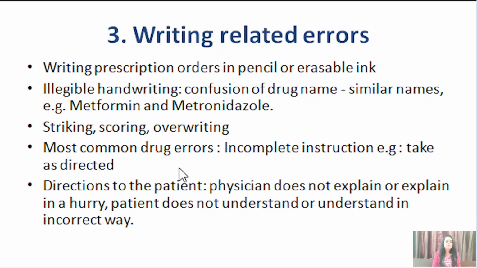The most common drug errors are incomplete drug instruction. For example, take as directed. So direction to the patient should be very clear. Sometimes the physician does not explain to the patient how the drug should be taken, or they explain in a hurry, or sometimes the patient does not understand, or they understand in an incorrect way. So all these mistakes can occur. So to avoid this type of mistake, the physician should also explain to the patient, and at the same time it should also be written in the prescription how this particular drug should be taken.